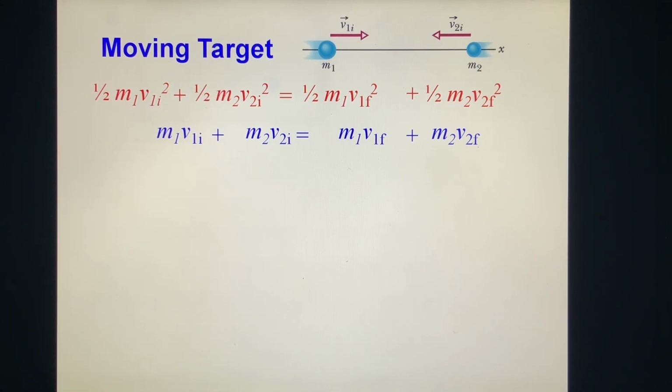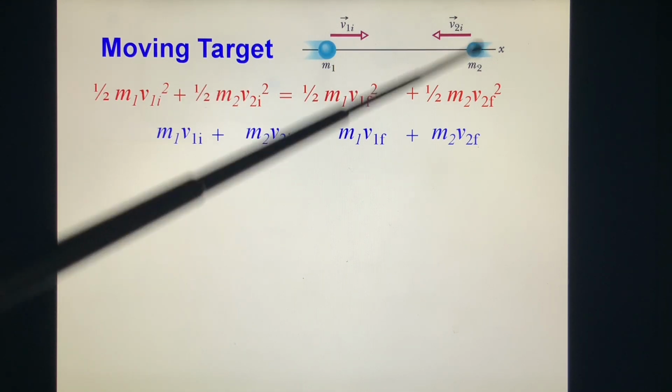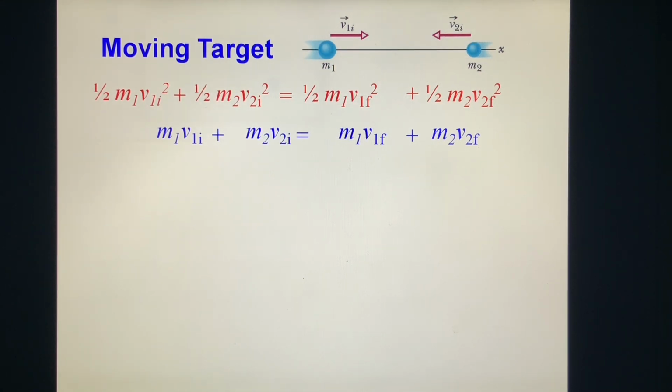So let's solve these two equations. We can get v1 final and v2 final. How do we do that? Now we look at this one.